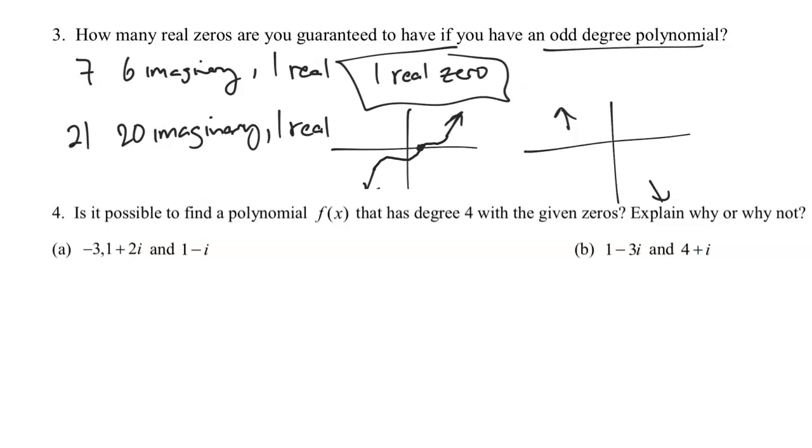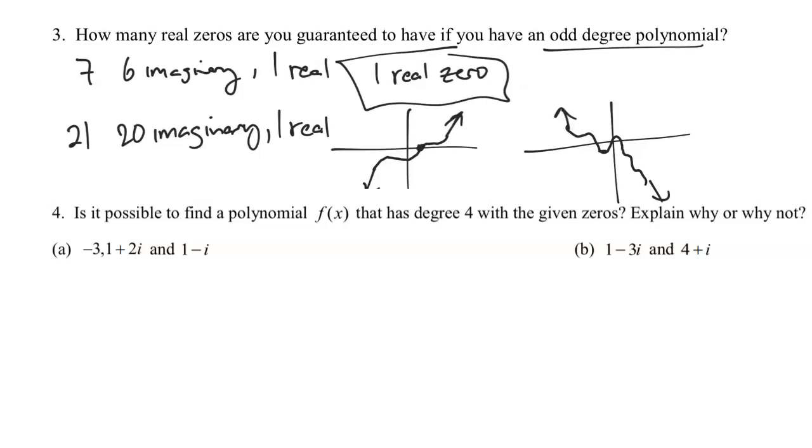Same thing over here. If I start up with an end behavior up and to the left, and I end down and to the right, that means I have to go through the x-axis at least once. Now, I could go through that x-axis more than once, but I have to go through the x-axis at least once, a minimum of 1 time. And remember that anytime I pass through the x-axis, that is indicating a real 0. And so every odd degree polynomial has to have at least 1 real 0.